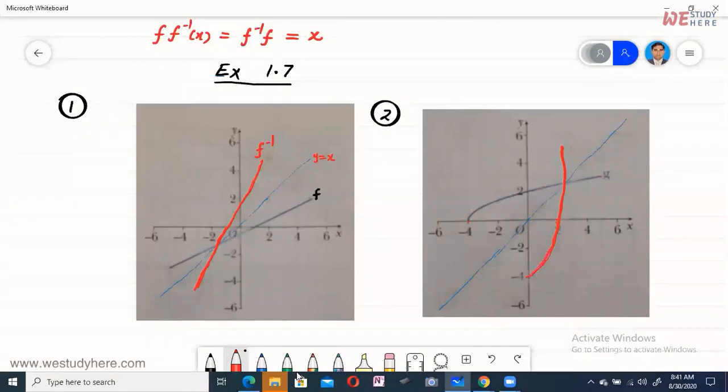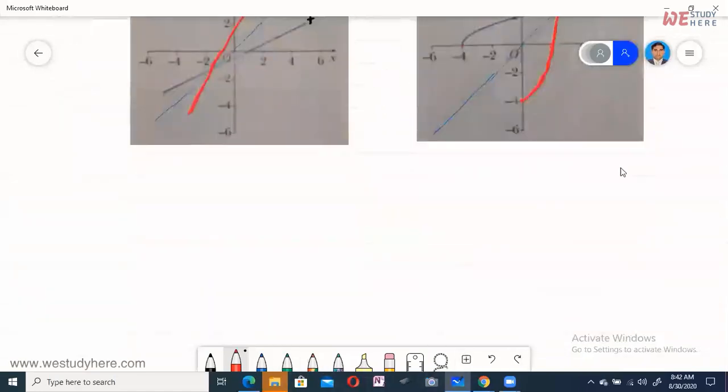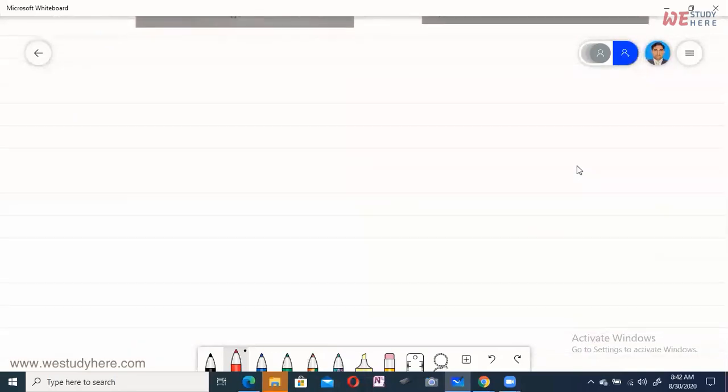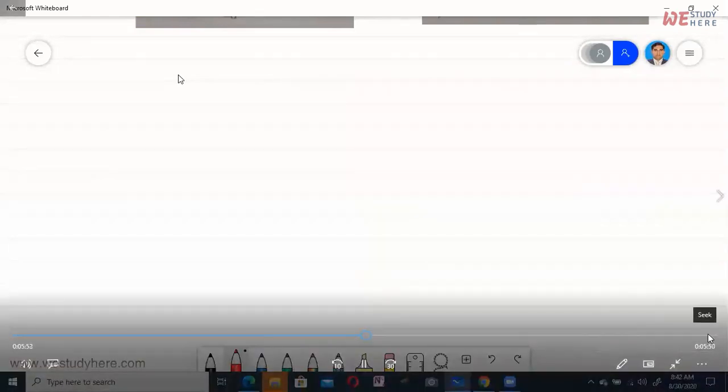This diagram is not much accurate, but when you will draw on the paper, that will be accurate. This is the graph of G inverse. This is the line y is equal to x, and this is the curve G of x. Now we are going to do next question, question number 3.